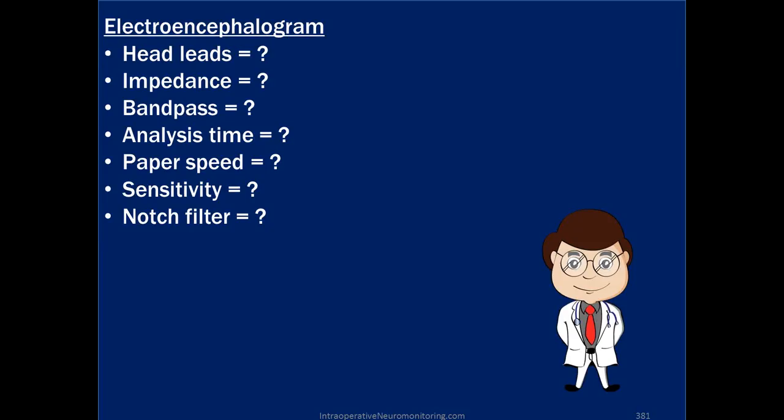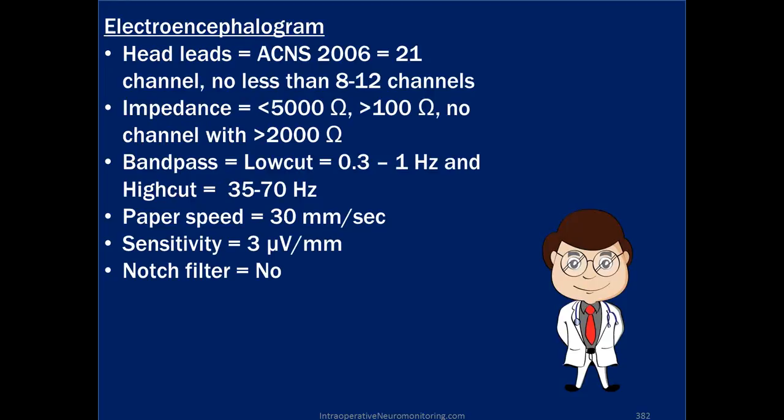Okay, EEGs, go ahead and pause the video and see if you can fill this out going into the next slide. Okay, here we go. The ACNS in 2006 says 21 channels, no less than 8 to 12 channels is appropriate for EEG monitoring. Impedance less than 5,000 ohms, greater than 100 ohms, no channels with greater than 2,000 ohms in between each other. Bandpass, a low cut 0.3 to 1 hertz, and a high cut 35 to 70 hertz.